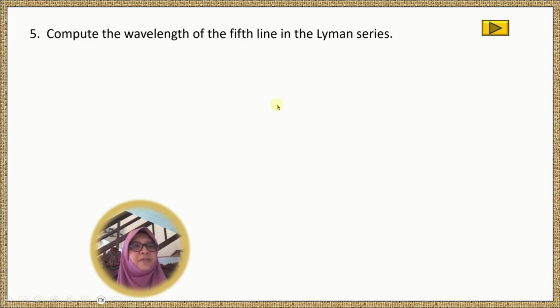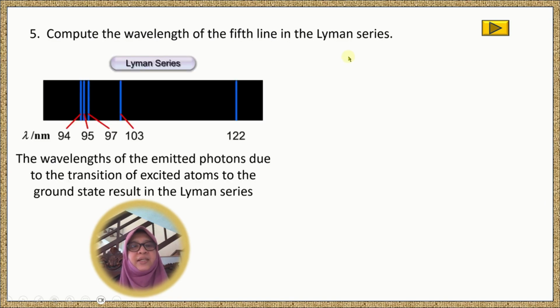Question 5: compute the wavelength of the fifth line in the Lyman series. So what is the Lyman series? This is the spectrum for the Lyman series. The wavelength ranges between 194 nanometer to 122 nanometer. The wavelengths of the emitted photons due to the transition of excited atoms to the ground state result in the Lyman series.